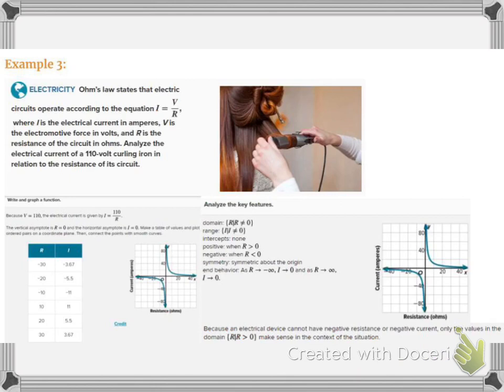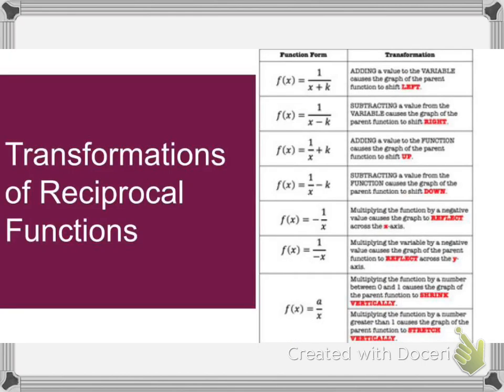We can also use reciprocals. Something like Ohm's law is a reciprocal function where V is your voltage and R is going to be your resistance, and you can find the possible answers of the relationship of this resistance. So working with electricity, electrical currents, reciprocal functions do apply.